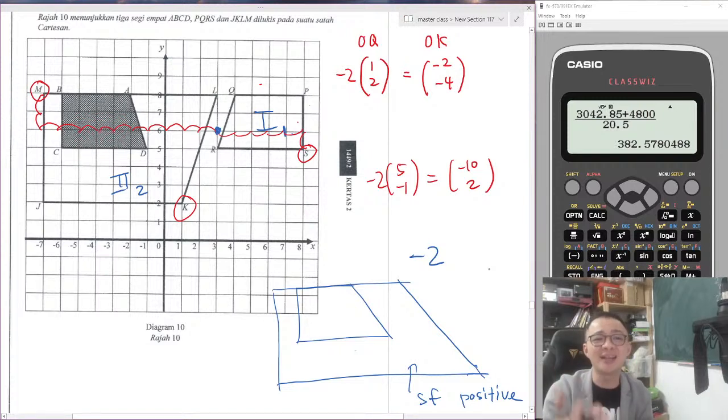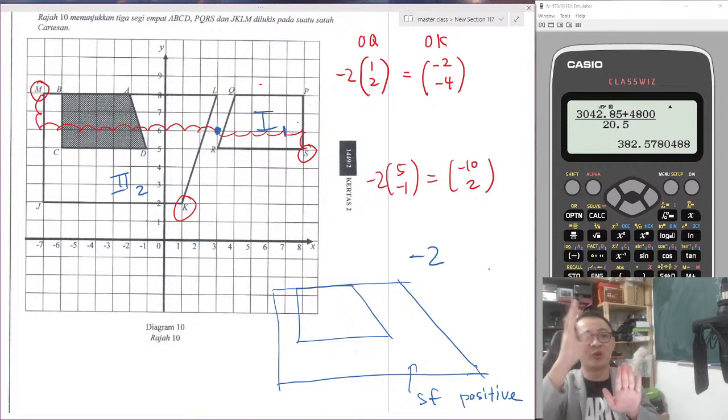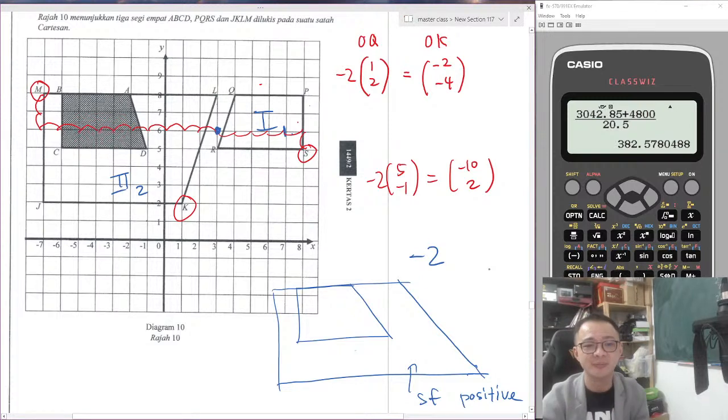Yeah, you can think like this. If the skew factor is negative, basically the image will be inverted. Basically, it does not fall in the same direction. It will rotate a little bit. Is it rotation 180? No, rotation 180 is not the same as skew factor -1. I remember last time I tried already. It's not the same. They are in different positions.